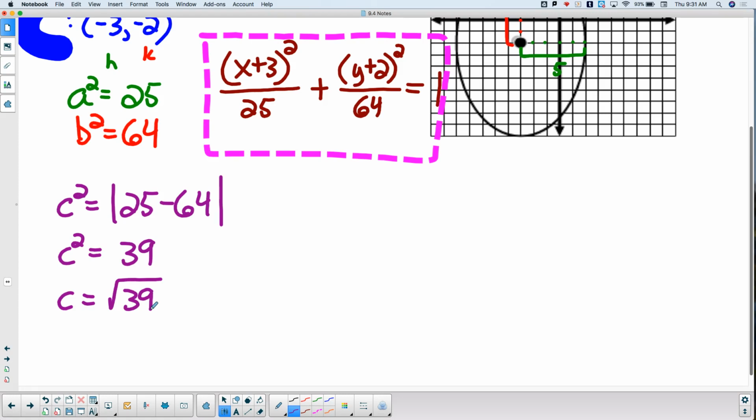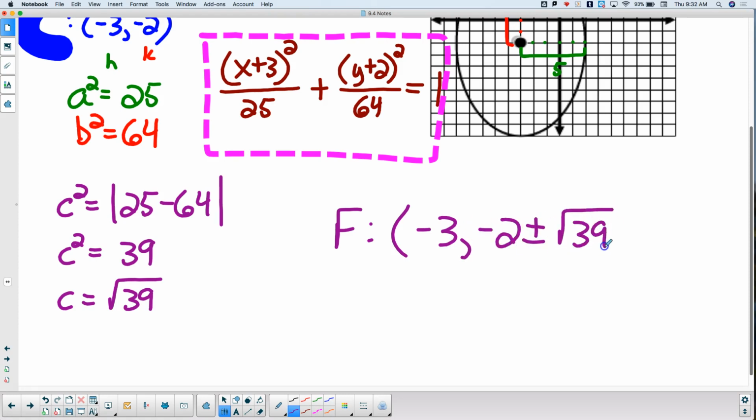No, it cannot. Which way are my foci from the center? Up and down. So that means that I'm going to add and subtract it to the x or to the y? To the y. So that's going to be negative 3, comma, negative 2 plus minus the square root of 39. And that one we can leave just like that.